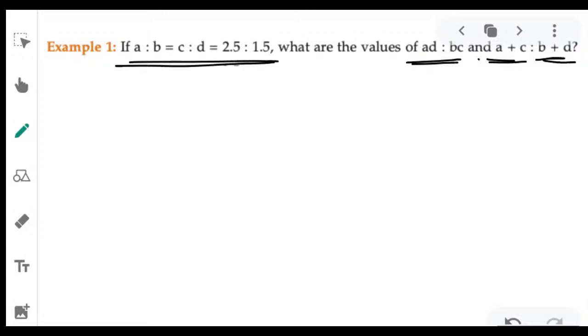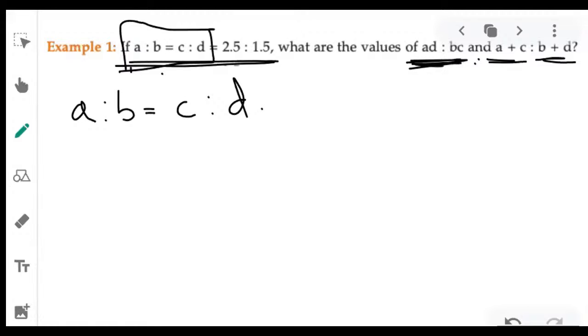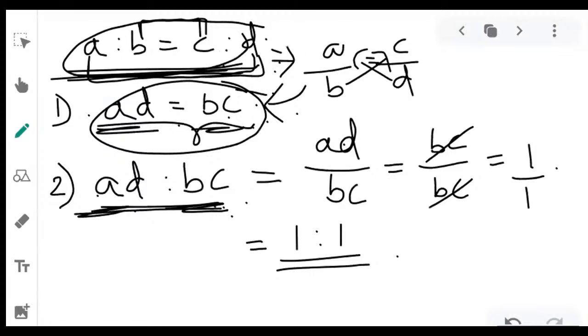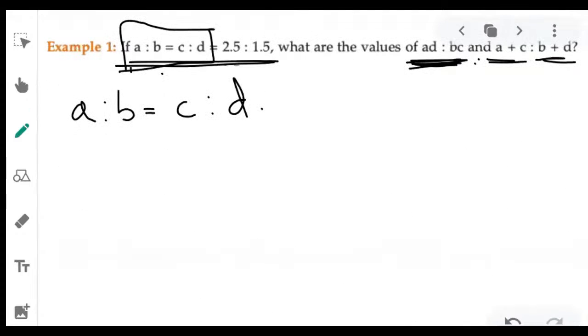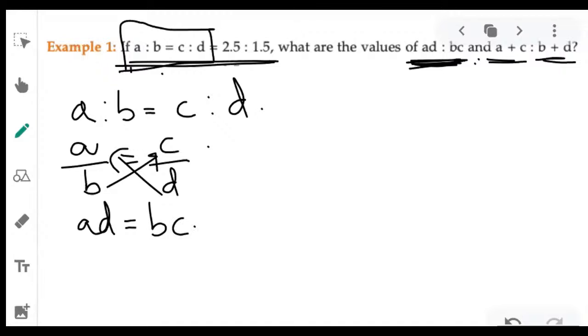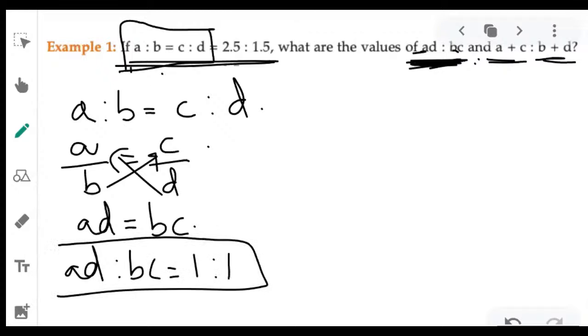So first one you have AD is to BC. I need only these both small parts. So if A is to B equals C is to D, what is the value of AD is to BC? We have seen earlier. 1 is to 1. If you don't remember that, again, still do this. A by B is equal to C by D. On cross multiplication, AD is equal to BC. So when you have AD is to BC, you know that both these values are equal. So AD is to BC should be equal to 1 is to 1. Right?